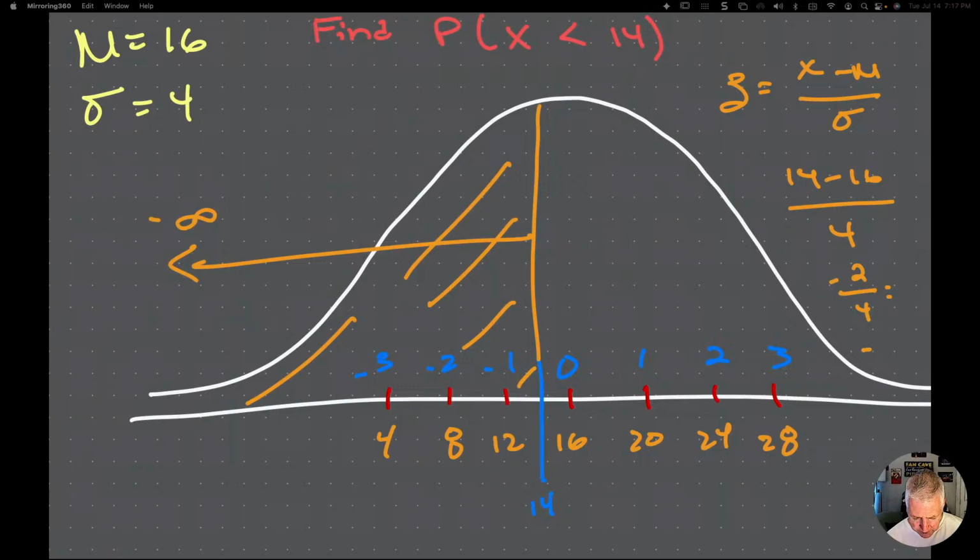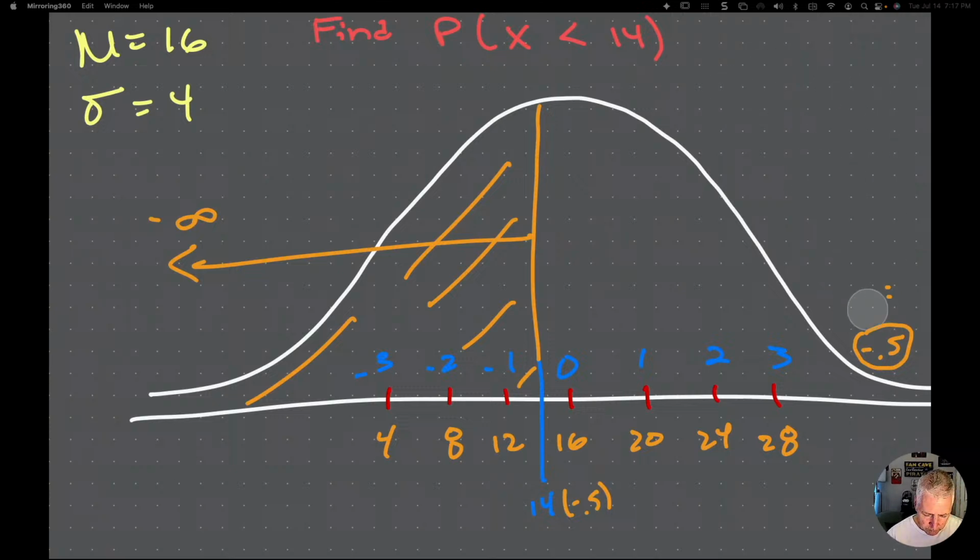I'll go down here, minus 0.5. So your z-score down here is minus 0.5. So what we're going to rewrite here, what we're looking at is an equivalent expression. We're not looking at the probability that x is less than 14. We're actually looking at the probability that the z-score is less than negative 0.5.